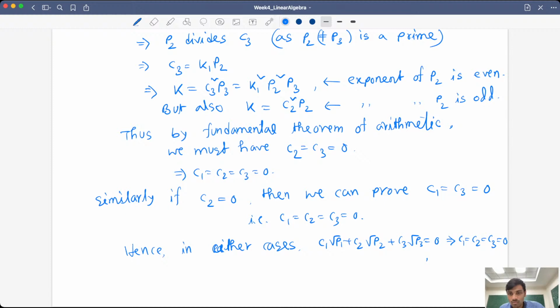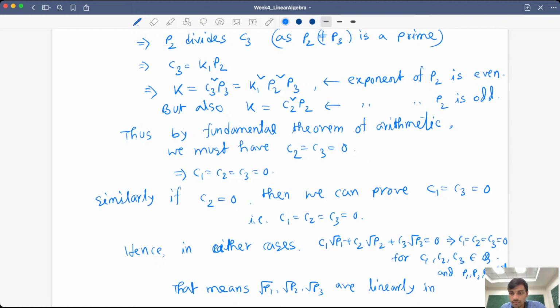So for C1, C2, C3 belonging to the rational numbers Q, and P1, P2, P3 distinct, hence that means root P1, root P2, root P3 are linearly independent over the rational numbers Q. Okay, so hope this is fine.